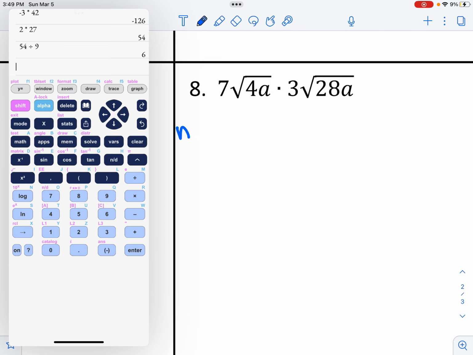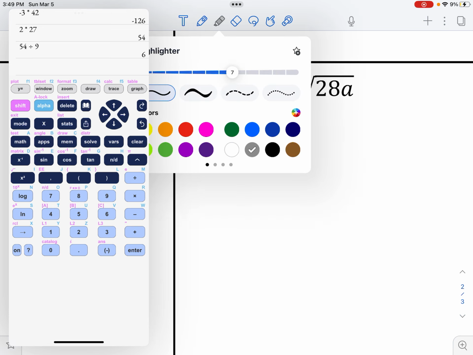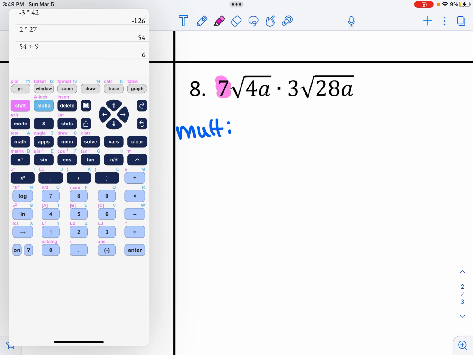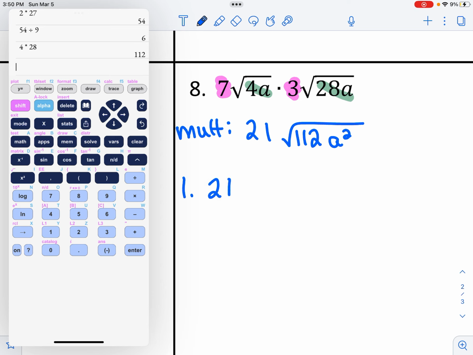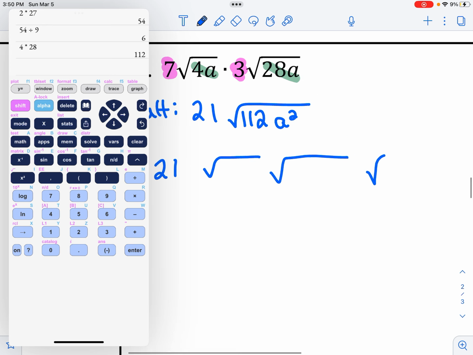Let's try number 8. Let's multiply these together. I know I'm going backwards, but it all kind of is the same. So 7 and 3, that's going to make our 21 on the outside. And then the inside is going to be comprised of 4 and 28. So 4 and 28 is going to make 112. And then A and A is going to make A squared. So step 1, I want you to bring the outside number down, and I want you to break up 112 if you can, and I want you to write the A's separately.